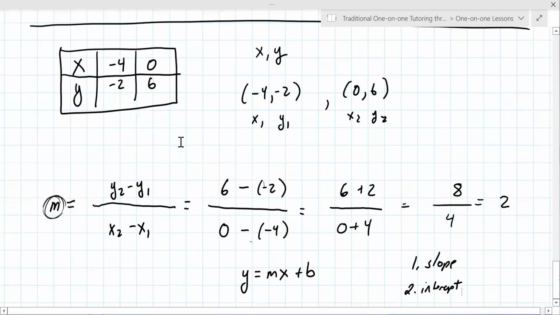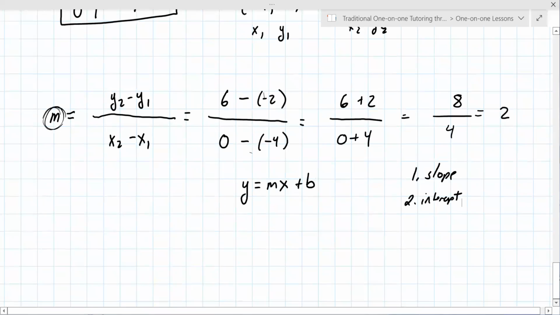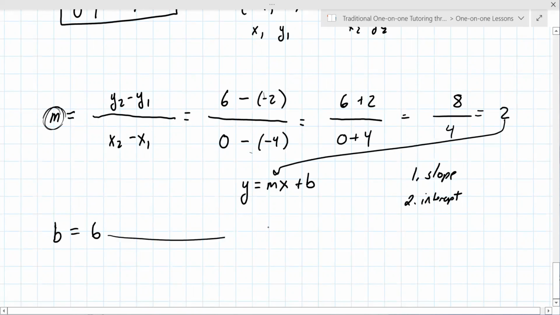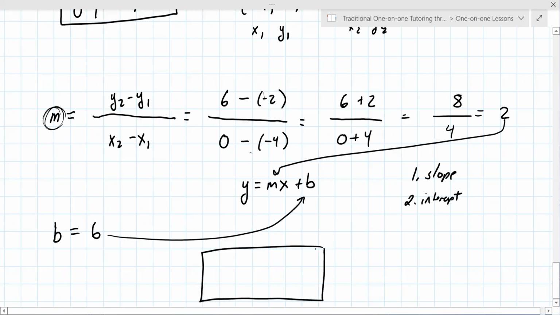So let's look at our table. There's the 0. What's the B? What's the Y intercept? 6. And you should write that. You should write somewhere that B equals 6, so we don't lose it. Now we're just substituting numbers in. 2 goes in for M. 6 goes in for B. Can you tell me the final answer of our equation?